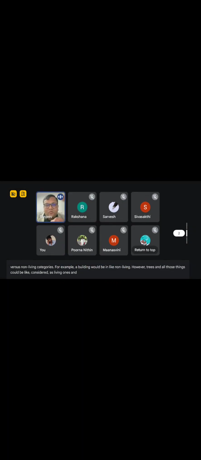Is it kind of random, or do you choose a particular image? No, there were different categories, but we mainly chose based on living categories versus non-living categories. For example, a building would be non-living, however trees and all those things could be considered living ones, and there could be natural versus man-made. There are different subcategories you can divide, so we take very broad categories.